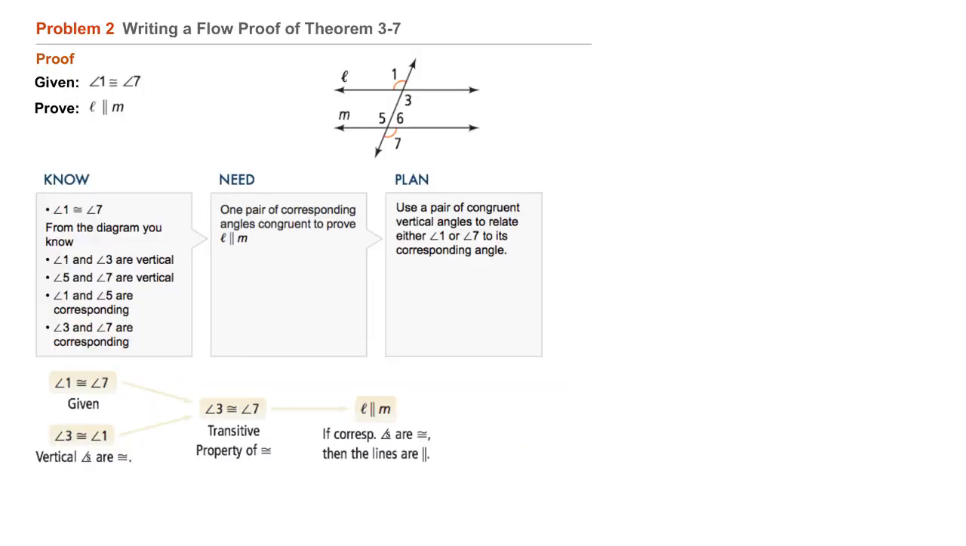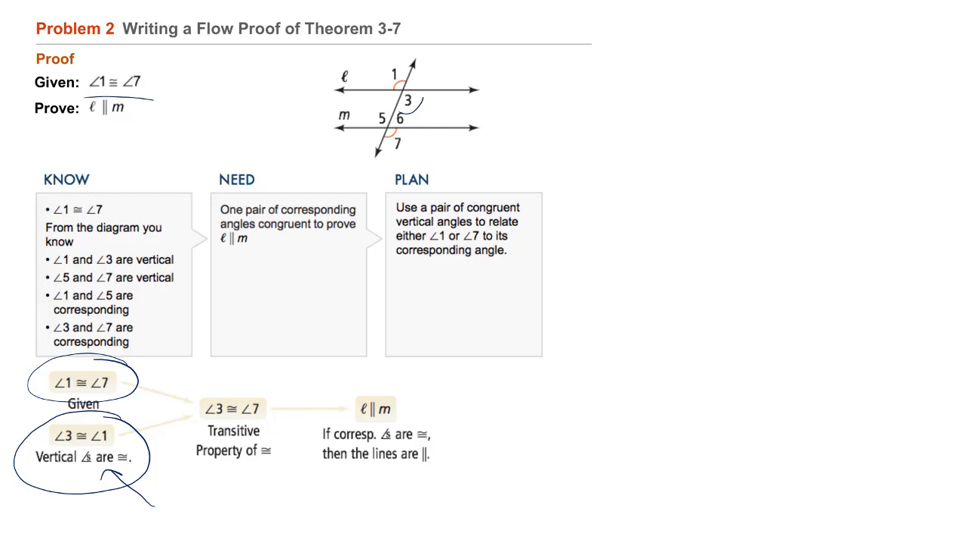Problem 2, writing a flow proof of Theorem 3-7. So here we're given angles 1 and 7 are congruent. We're asked to prove that lines L and M are parallel. And we're using the flow proof style. So we begin with what's given, just like our other styles of proof. And then our next statement, we would state that angles 3 and 1 are congruent. We know that because they're vertical angles. And that's our reason here, below the box that is our statement.